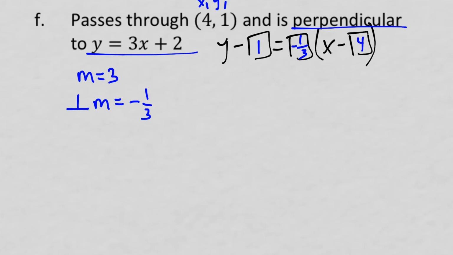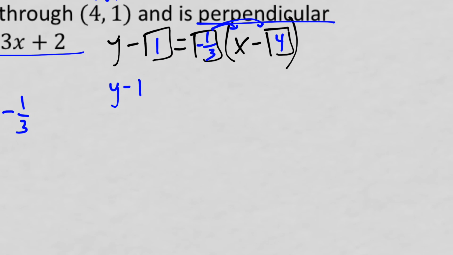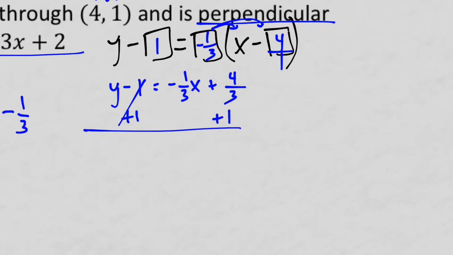So you're going to get y minus 1, let's distribute here, just like we did before, equals -1 over 3x. Negative times negative, right here, is going to be positive, plus 1 over 3 times 4. This is 4 over 1, so when you multiply, you get 1 times 4, which is 4, and 3 times 1, which is 3, so 4 over 3. And finally, to put it in slope-intercept form, we're going to add 1 to both sides. And I'm going to get y equals negative 1/3 x plus 4/3 plus 1.